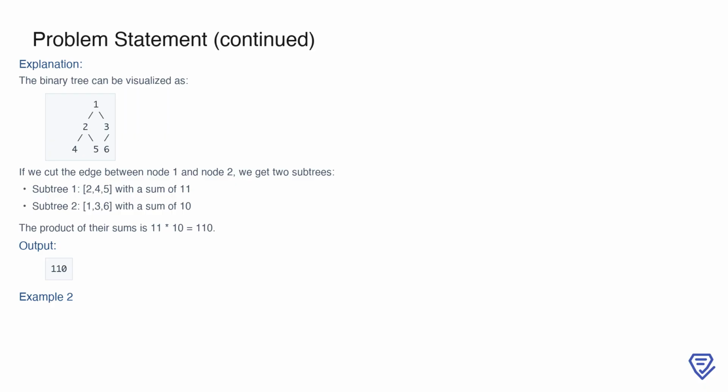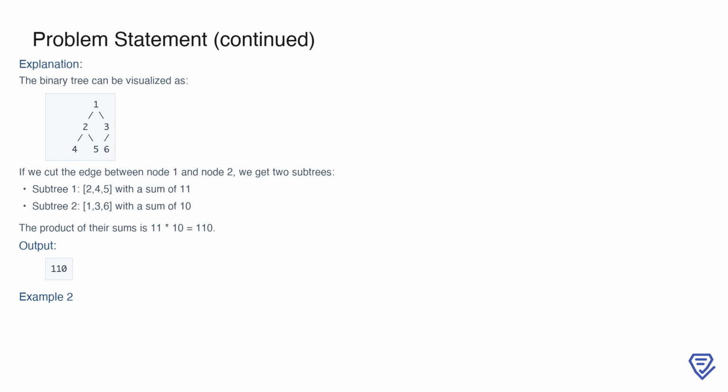Consider a binary tree represented by the input array 1, 2, 3, 4, 5, 6. When visualized, the tree looks like this. The root node is 1, with two children 2 and 3. Node 2 has children 4 and 5, while node 3 has a single child, 6.